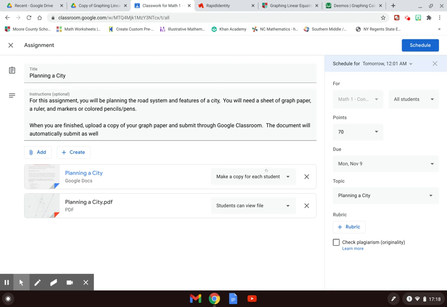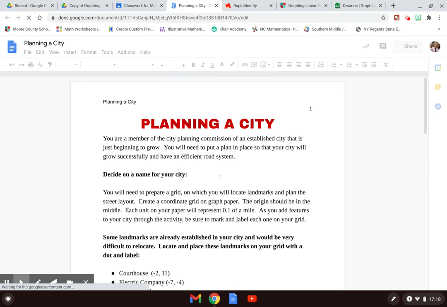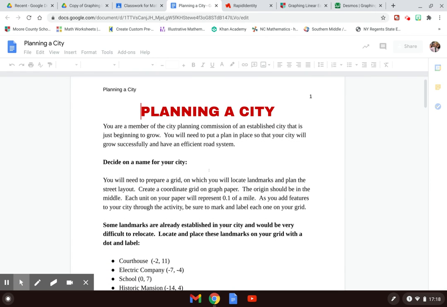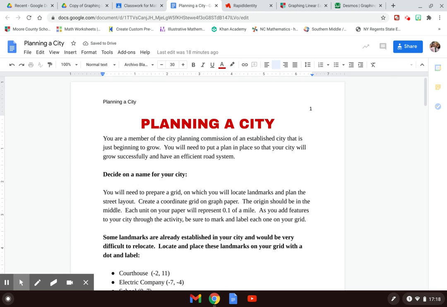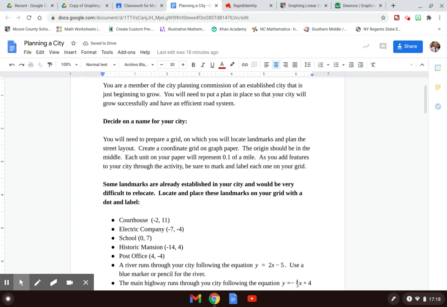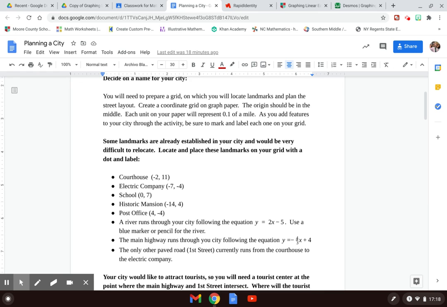Okay, so this is set up to make a copy for each student, so you're all going to get your own copy. When you open this up, all of your instructions are contained in the document here. It lists your scenario: you are a member of the City Planning Commission with an established city that is just beginning to grow. You will need to put a plan in place so that your city will grow successfully and have an efficient road system. So here's what you need to do.